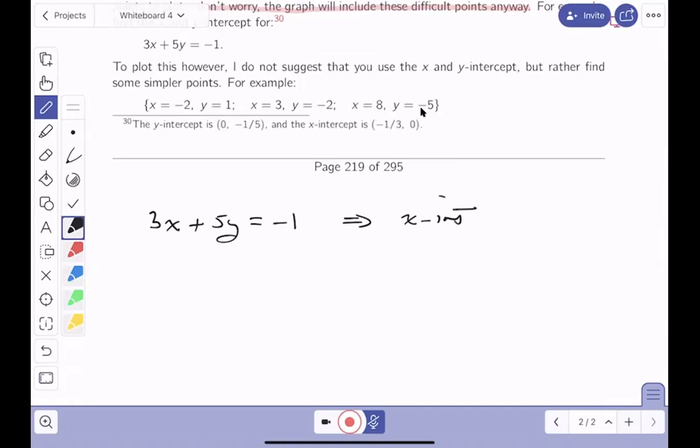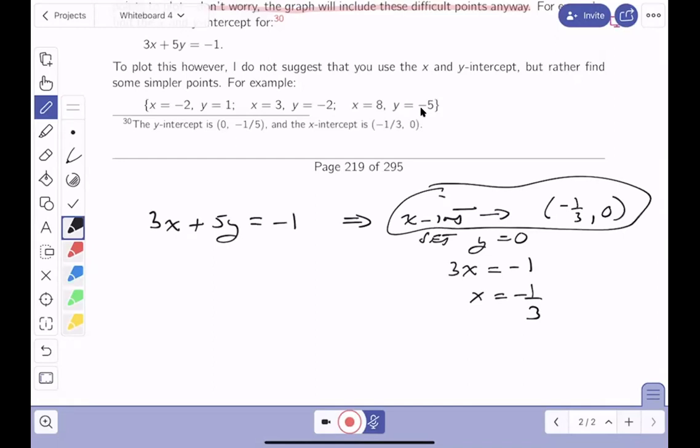Now, how do you find the x-intercept? Well, if you don't remember, go back and read the notes. All you have to do is set y equal to 0. Well, if you did that, what would you get? You get 3x equals minus 1. What's x? Minus 1/3. Okay, so I got my x-intercept. What is it? It's a point. What's the point? Minus 1/3, comma 0.